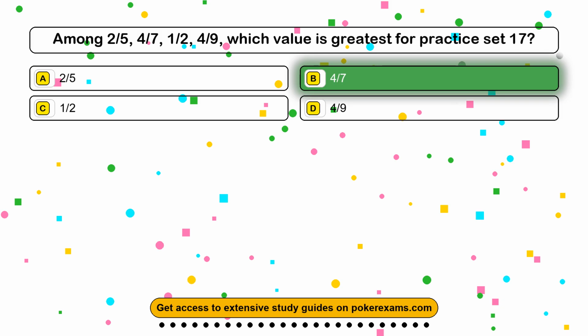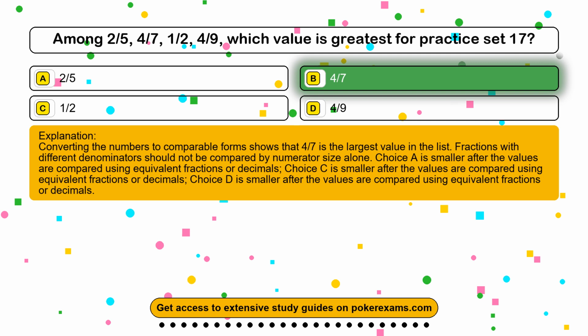The correct answer is option B, 4/7. Converting the numbers to comparable forms shows that 4/7 is the largest value in the list. Fractions with different denominators should not be compared by numerator size alone. Choices A, C, and D are smaller after the values are compared using equivalent fractions or decimals.